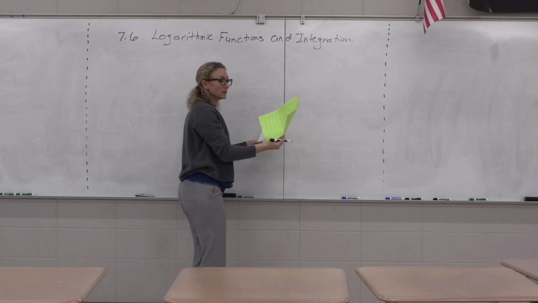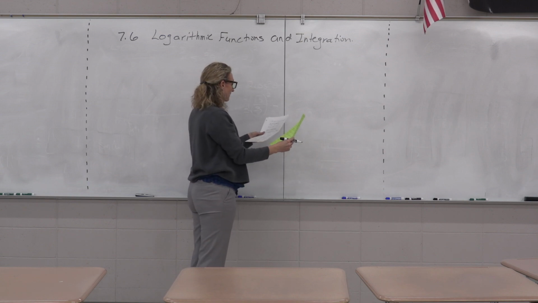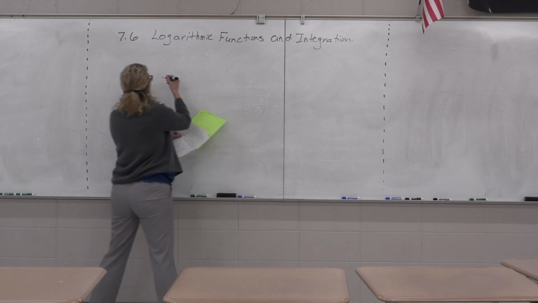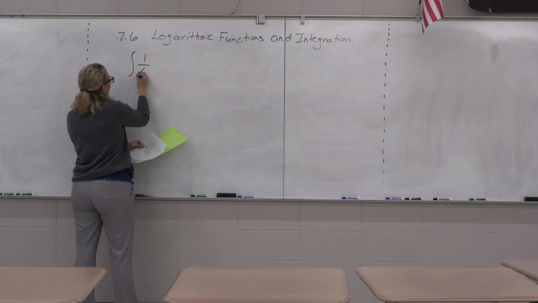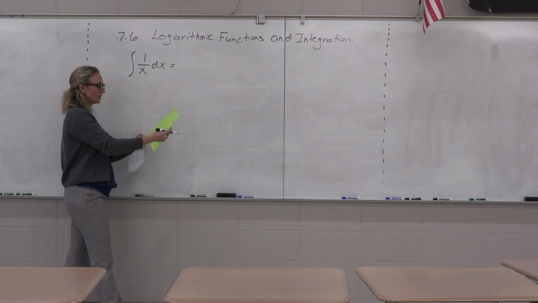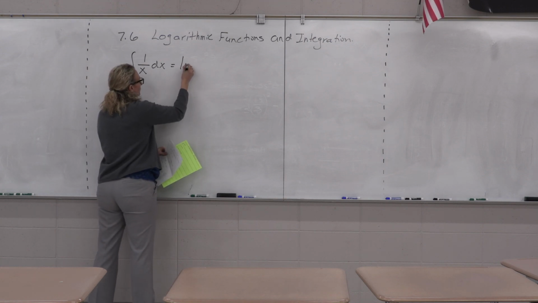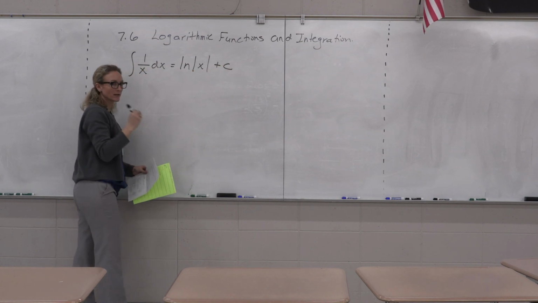So on your green sheet of paper, you are going to want to find this particular rule. It's about halfway down the sheet of paper, that front side. We're looking for the integral of 1 divided by x dx. So please find that on your green sheet of paper about halfway down. And the integral of that is the natural log of the absolute value of x plus c.